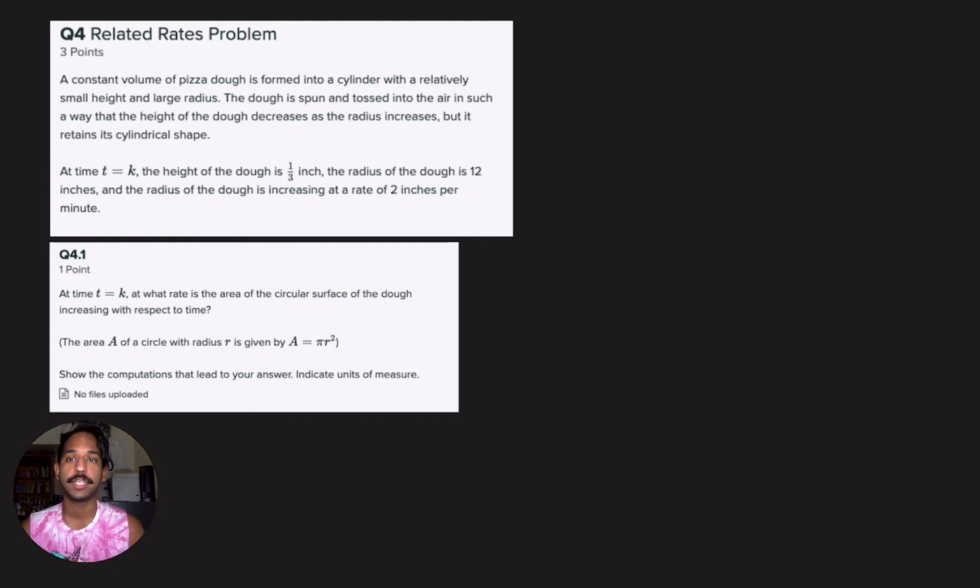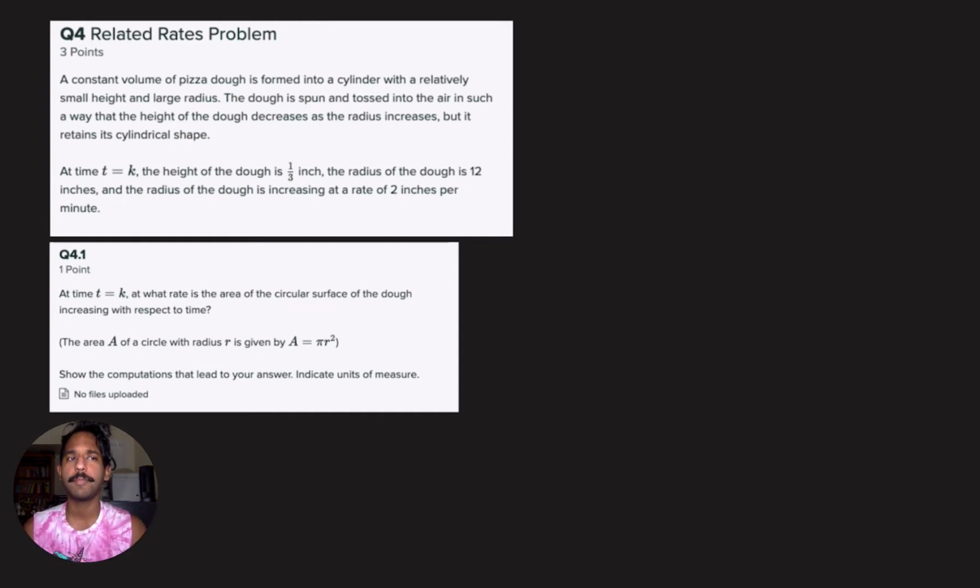At time t equals k, the height of the dough is 1/3 inch, the radius is 12 inches, and the radius of the dough is increasing at a rate of 2 inches per minute. At time t equals k, at what rate is the area of the circular surface of the dough increasing with respect to time? As a reminder, the area formula is given here, and we have to show our computations.